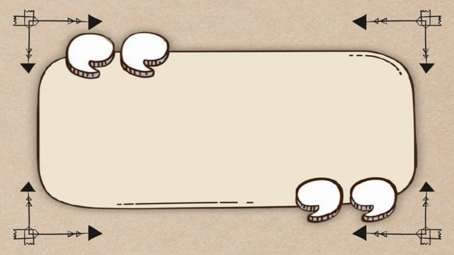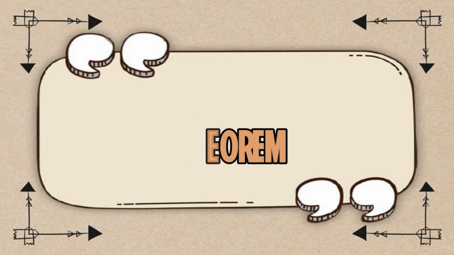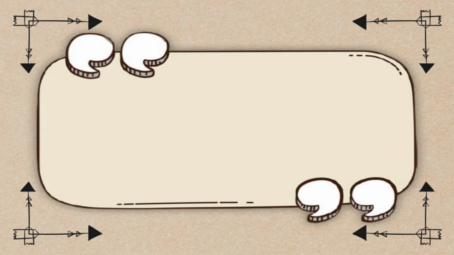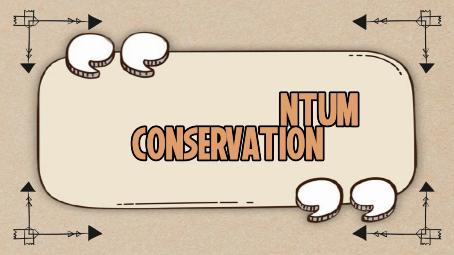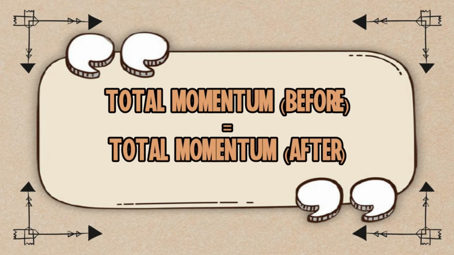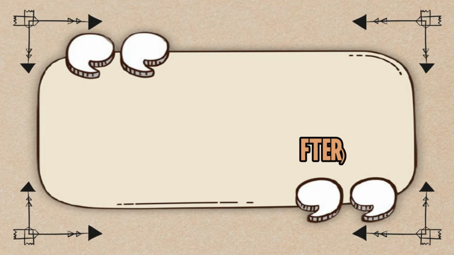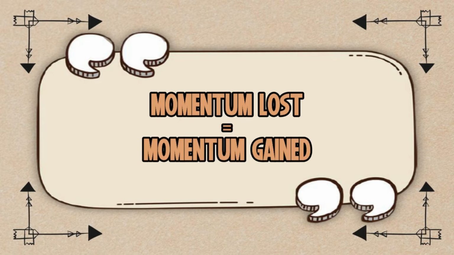This equivalence is known as the impulse-momentum theorem, which gives a direct connection between how a force acts on an object over time and the motion of the object. One of the most powerful laws in physics is the law of momentum conservation. The law of momentum conservation can be stated as follows. For a collision occurring between object 1 and object 2 in an isolated system, the total momentum of the two objects before the collision is equal to the total momentum of the objects after the collision. That is, the momentum lost by object 1 is equal to the momentum gained by object 2.